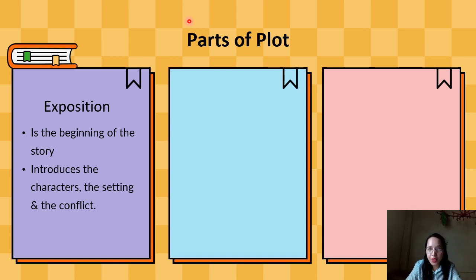So all you have to remember in exposition, the beginning of the story, it introduces the characters, it describes the settings, or it is the setup of the story.